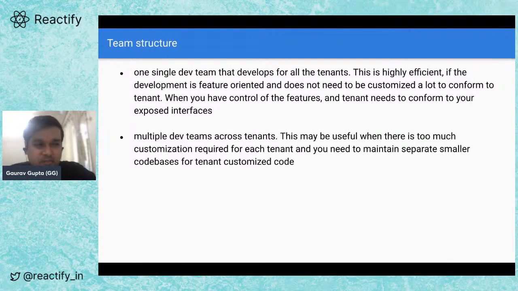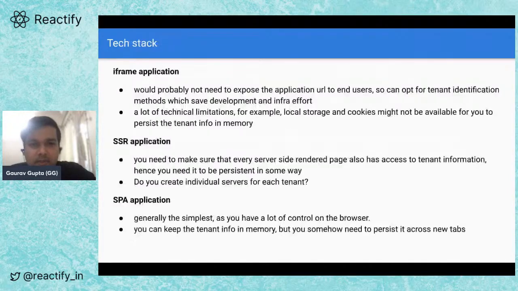Another smaller concern is team structure. In tenant oriented development, if you have a lot of customizations that need to happen for every tenant, you might choose to have one small dev team per tenant, and one team which is taking care of the common code base. While if it is feature oriented development, generally it makes sense to just have one single team which looks at everything, because that team does not really need to know about every tenant, or customizations across tenants, because they only need to care about customizations in features, and that the product can control.